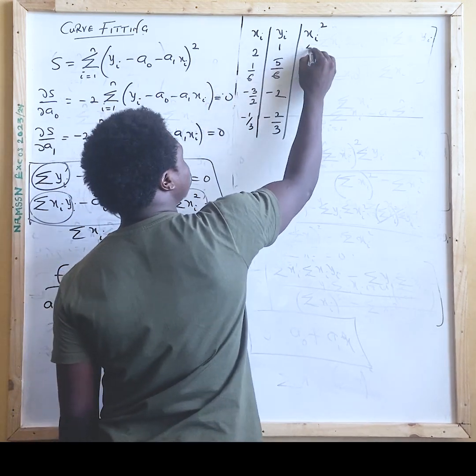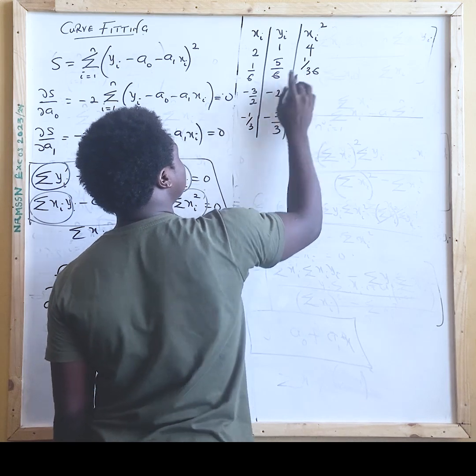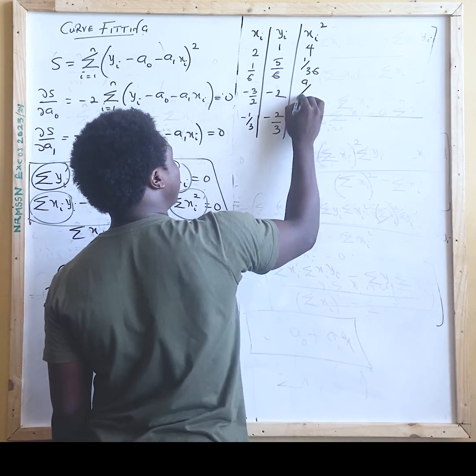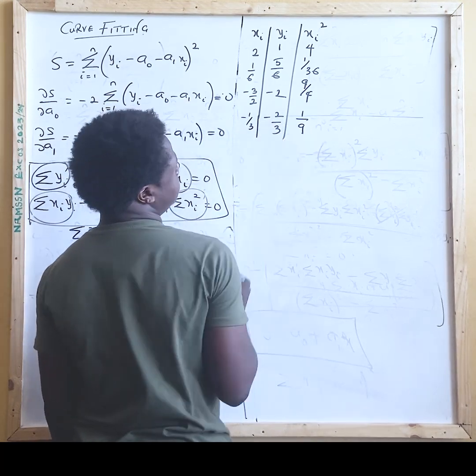2 square is 4. 1 over 6 square is 1 over 36. This one here will give me 9 over 4. And this one here is 1 over 9.